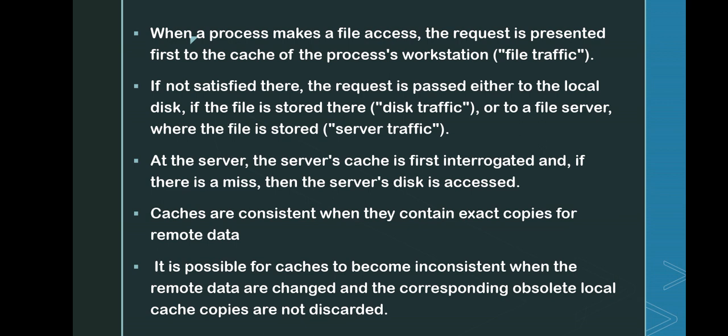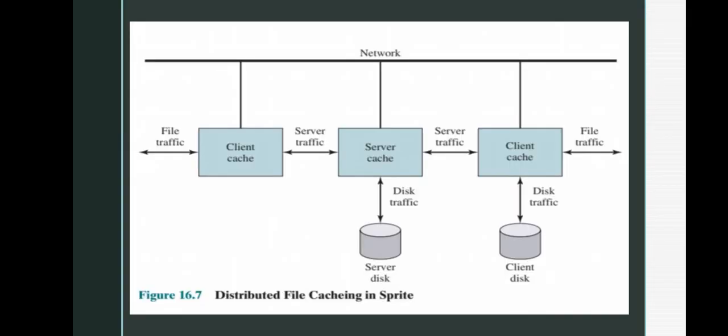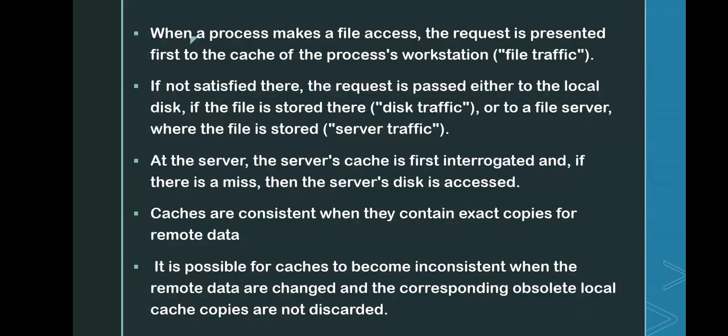At the server, the server's cache is first interrogated, and if there is a miss, then the server's disk is accessed. So when the request reaches the server, the server's cache is first checked to see whether the accessed file is present there. If it is present, it is directly taken from the server's cache.